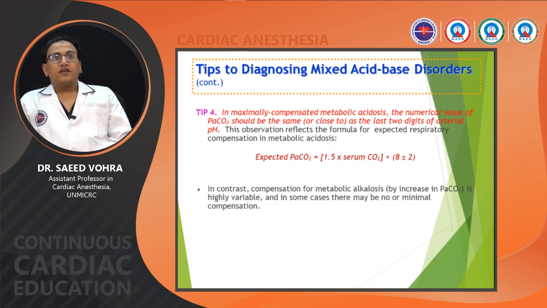Tip 4 is that in maximally compensated metabolic acidosis, the numerical value of PaCO2 should be the same or close to the last 2 digits of the arterial pH.